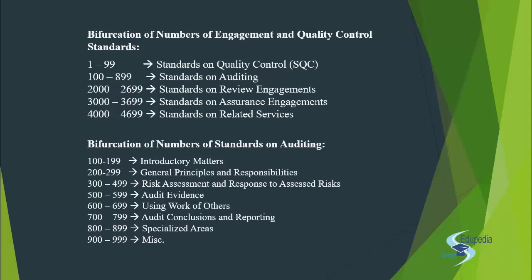Then you have the last series, that is 800 to 899. Why do I call it last? Because from 900 to 999 you do not have any standard, that is miscellaneous. So in 800 to 899 you have specialized areas, and basically three standards over there. Some of you must be confused: what is a specialized area? For example, an audit of financial statements which are prepared in accordance with a special purpose framework, not the general framework. These specialized areas are covered in the 800 to 899 series, and you have just three standards over there: 800, 805 and 810.